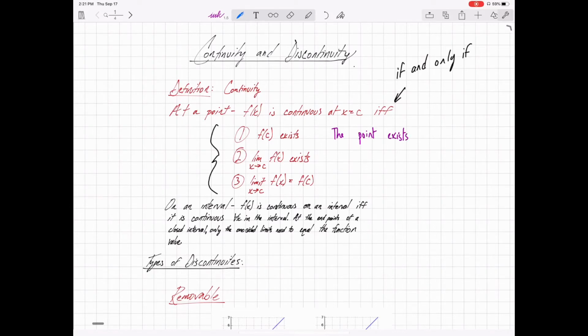Second, the limit has to exist. And then third, the limit as x goes to c of f of x equals f of c. So the limit has to equal the point, so these must be equal. Those are the three conditions for continuity. Those three conditions you will have to know exactly like that. So the point exists, and the limit must equal the point value.